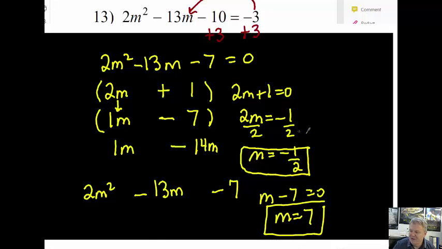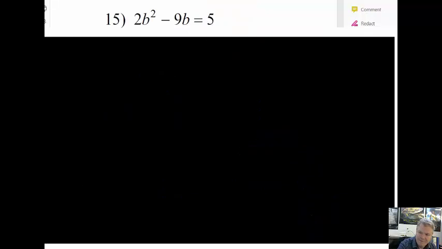Same thing there. Nice and easy. There are other ways that you could get this, but that's one of our potentials. All right, moving on.